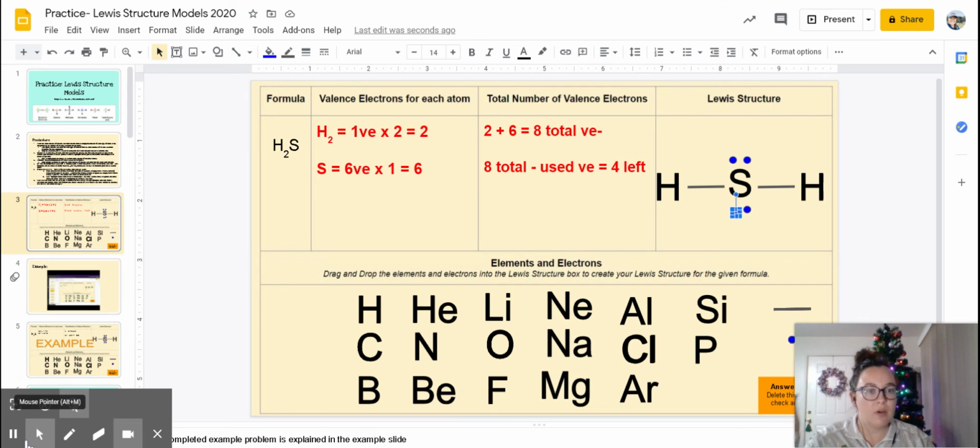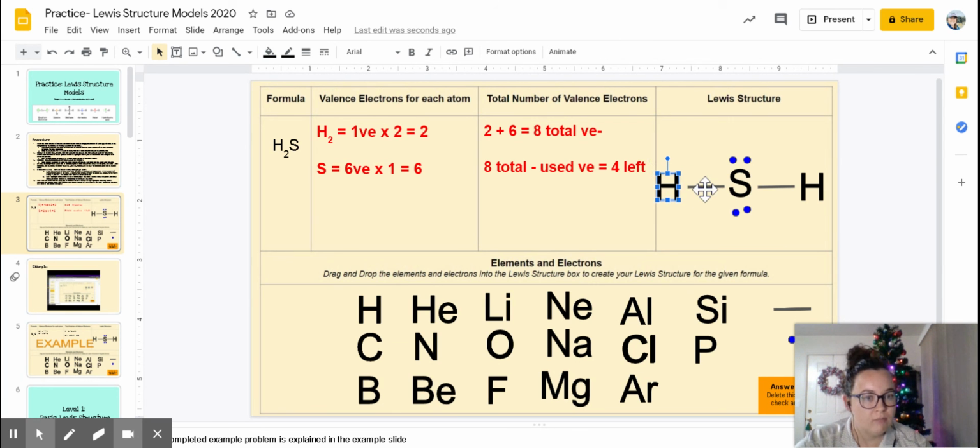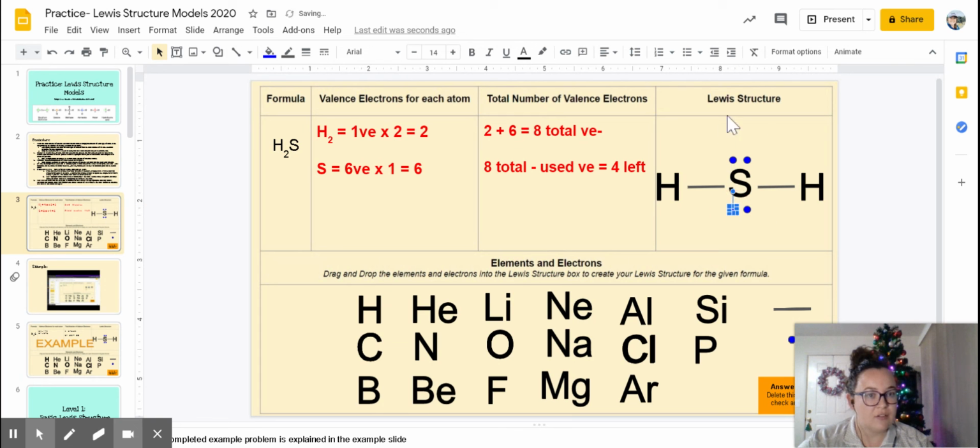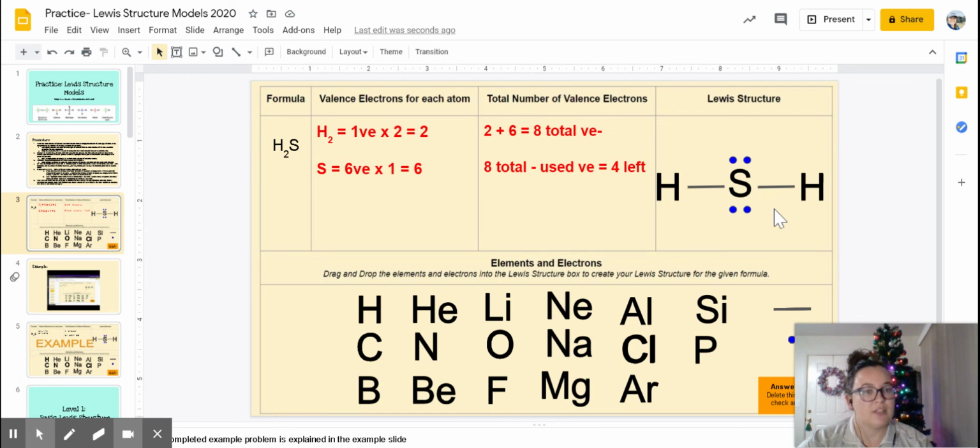Now I'm going to double check. Did I satisfy the octet or the duet rule for every single atom? Is every atom happy in our molecule? I'll start with the hydrogens. Hydrogen has 2 because it has a line, so hydrogen's good. The hydrogen on this side is the same thing. Hydrogen's happy. And then sulfur: is sulfur happy? I count 1, 2, 3, 4, 5, 6, 7, 8. So yes, sulfur is happy. We have satisfied the octet rule. In this scenario, we don't need to do step 5, because step 5 is for when the octet rule is not satisfied, but it is. So we're good. We don't need to add multiple bonds. Everyone's happy. Nothing else we need to do.